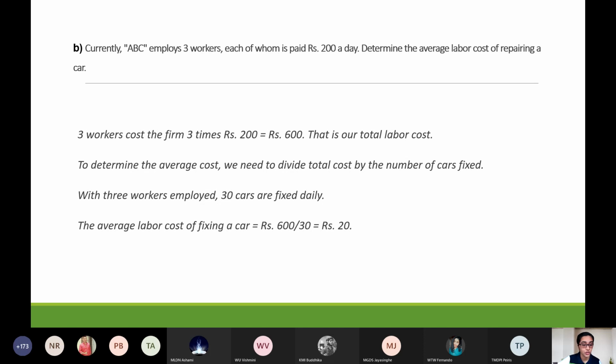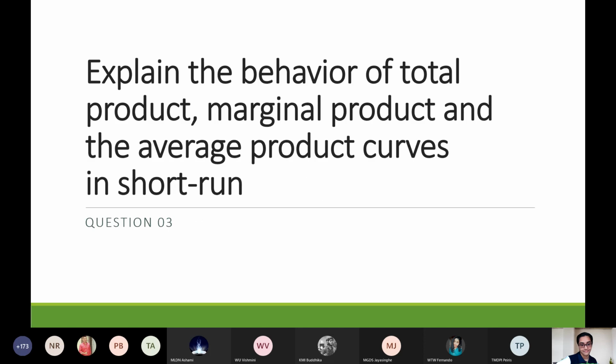Therefore, the total is 600, and if there are 3 workers, they make 30 cars. The total production is 30 cars. And then how you determine the labor cost per car is basically 600 divided by 30. Right? Hope that is clear. It's very clear. It's common sense. Yes, sorry that I referred to the average production. It's the total production.